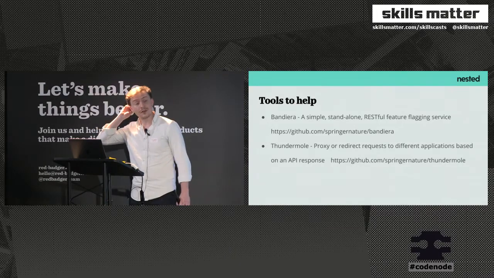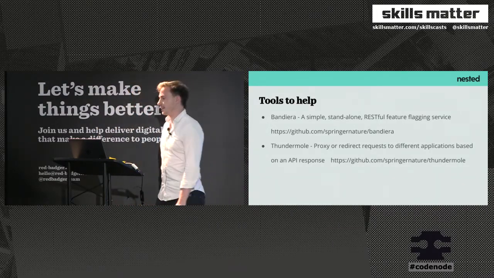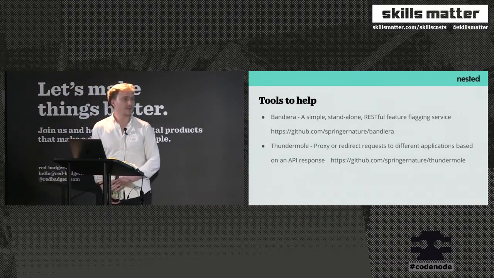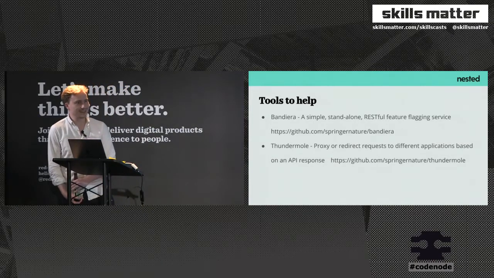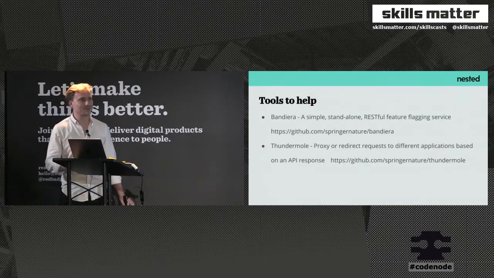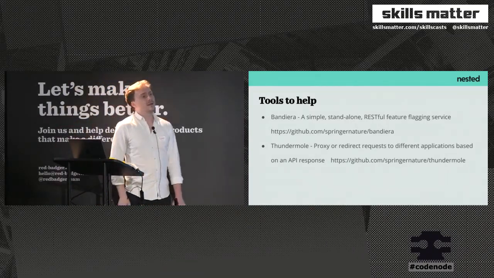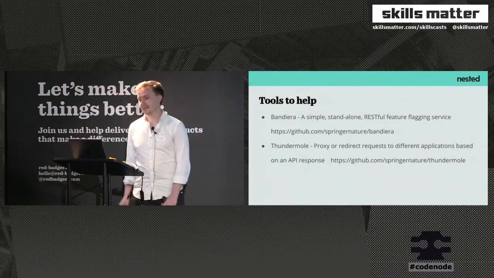Another tool we use is Thunderball, which proxies or redirects requests to different applications based on a response from an API. Thunderball is a hyper example of the single responsibility principle. It really does nothing else. It literally just waits for some response from some other service and says, right, you're going to this application or you're going to that one. So maybe you can see how these already might piece together. We'll look at that in a second.